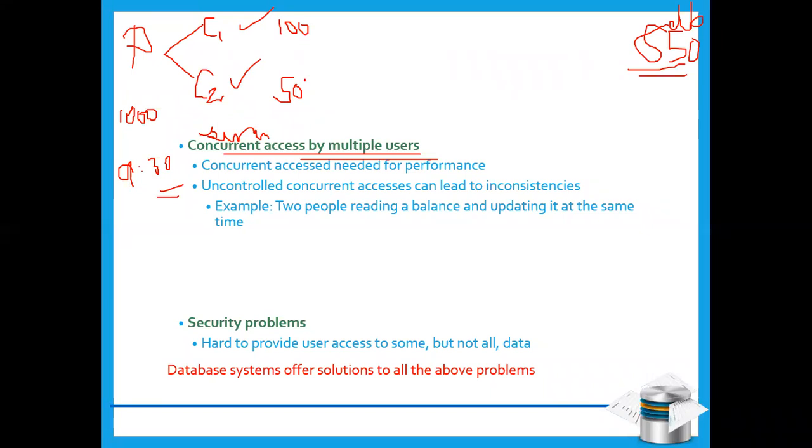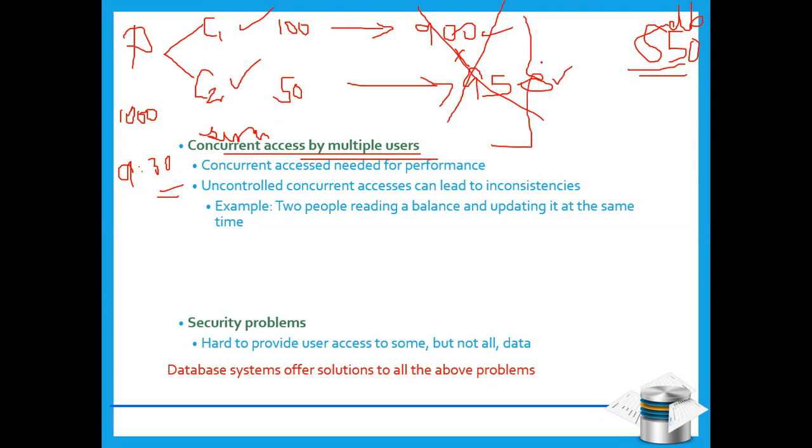But imagine if it was a file system. When your parent checks the balance, it will show 900, and when you check the balance, it will show 950. So it is a total mismatch. At the same point of time, the same account P has different balances, one of 900 and one of 950, which is totally unacceptable. So these kinds of problems were happening in file systems.